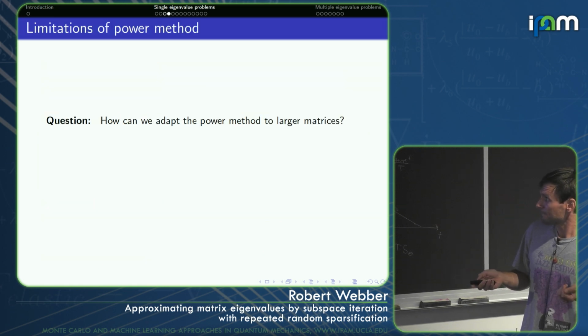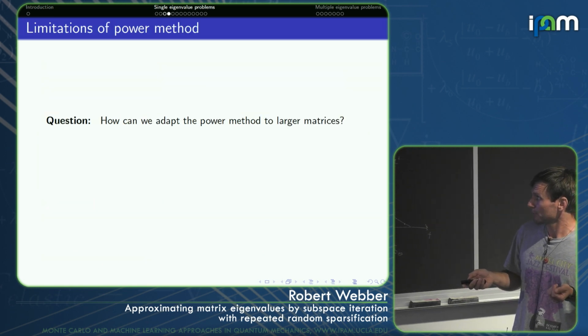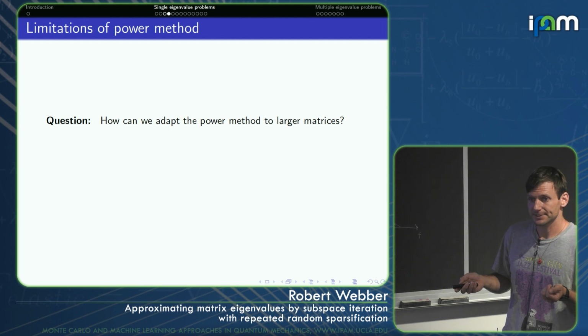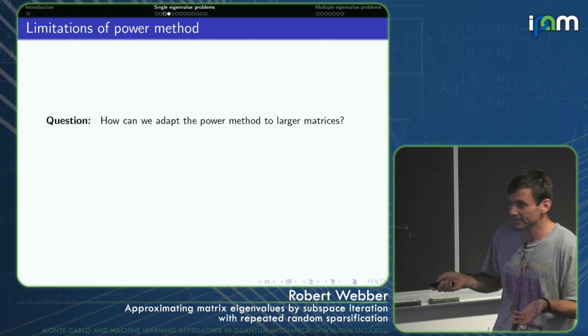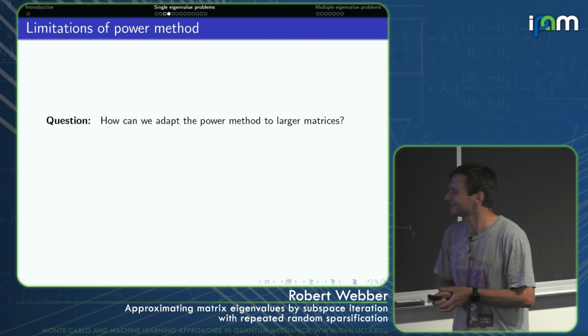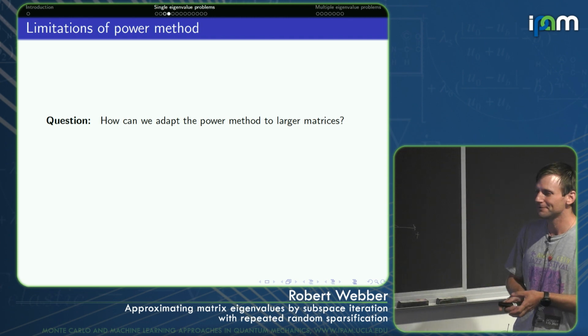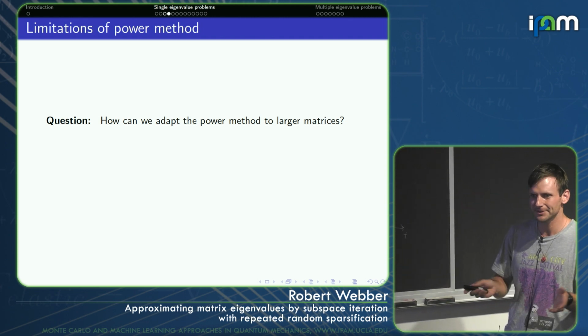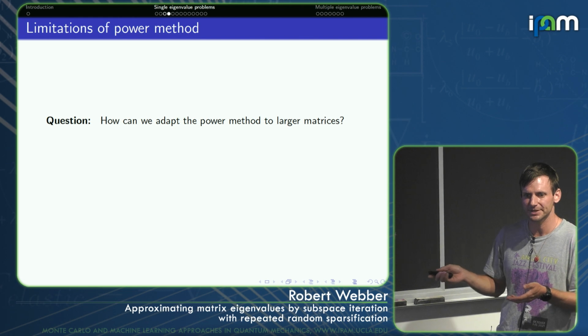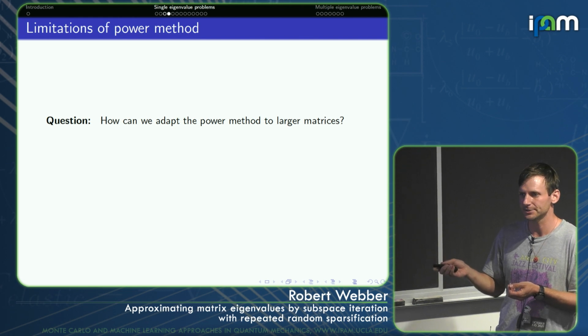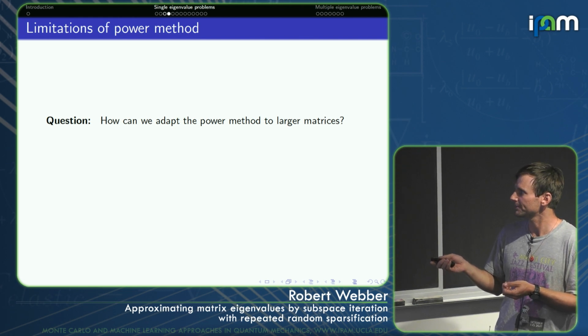How can we do it? How can we adapt the power method to larger matrices? That's the question that a lot of quantum chemists started to think about and came up with the most wonderful algorithms, which I'll review, and then I'll segue into our own particular take on how to do this maybe a little bit more efficiently or a little bit differently.